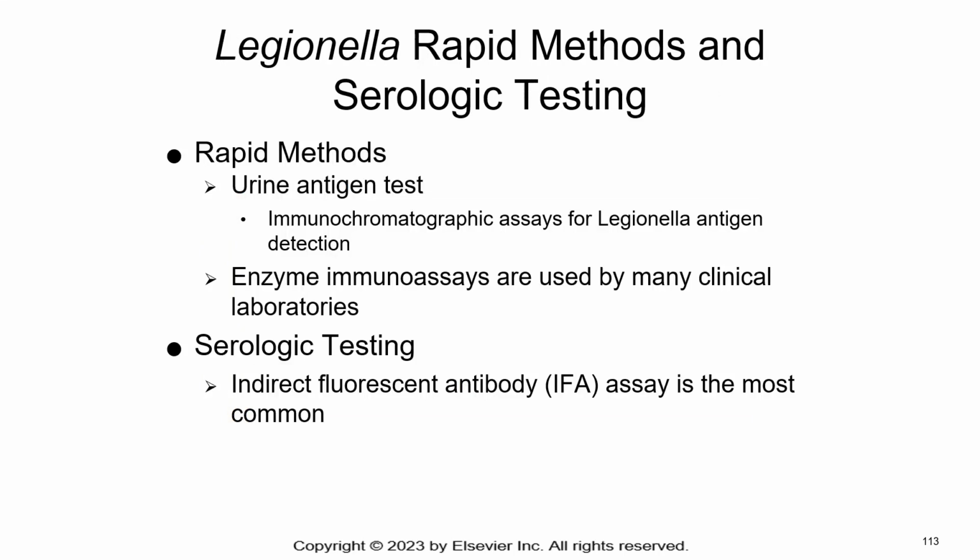Rapid methods: there is a urine antigen test available. It's an immunochromatographic assay for Legionella antigen detection. Very similar to a pregnancy test, you've got antibodies on there, the specimen will go past, the control line will turn positive, and then the test line will be either positive or negative. For serological testing, the indirect fluorescent antibody assay is the most common.